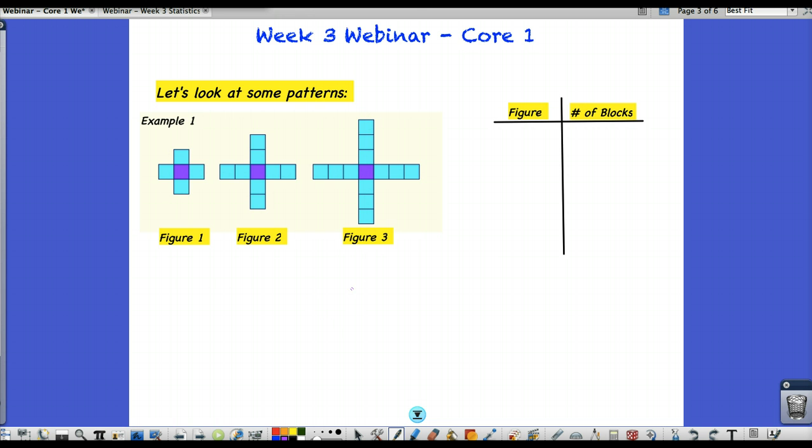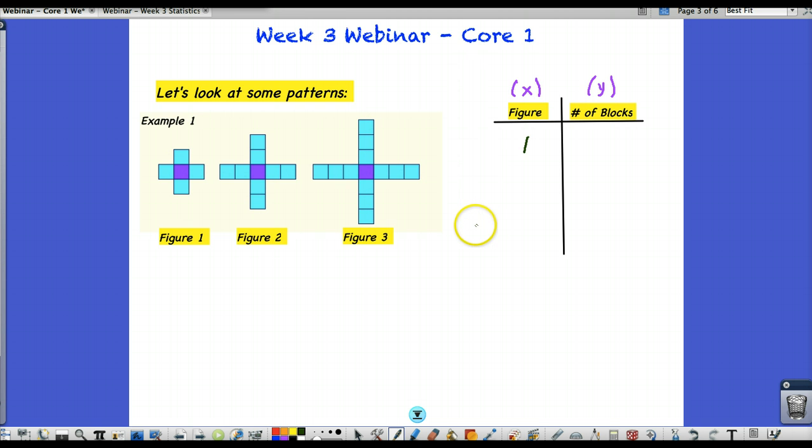So here we have a t-table. On the left, we call this the figure number, so whatever figure we're on. And on the right, we have the number of blocks in that figure. Okay, and just to kind of get you guys used to it, a lot of times we say that the left side is our x value and the right side is our y value. Okay, and we're going to start working with that as we move forward. But for now, think of it as figure. So we have figure number 1.